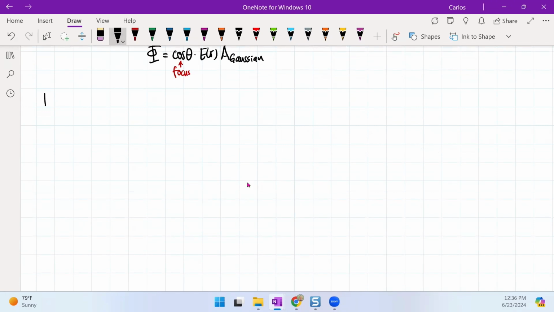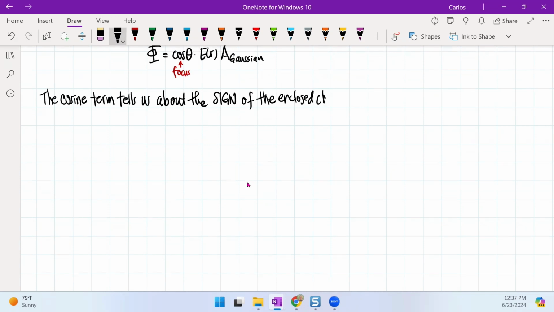So the cosine term, as I already stated here, tells us about the sign of the enclosed charge. Of course, inside the Gaussian, it turns out that there are three possibilities.